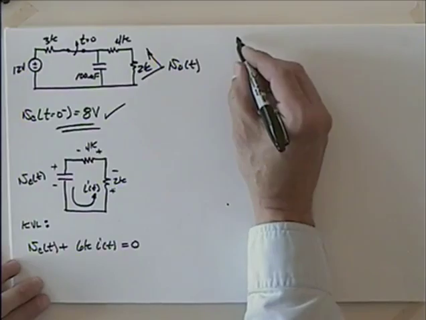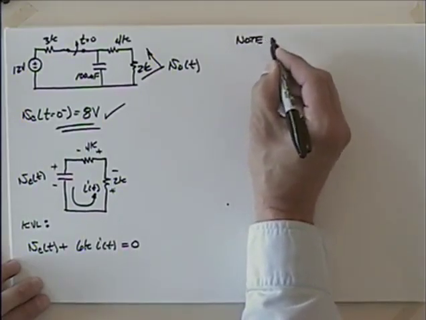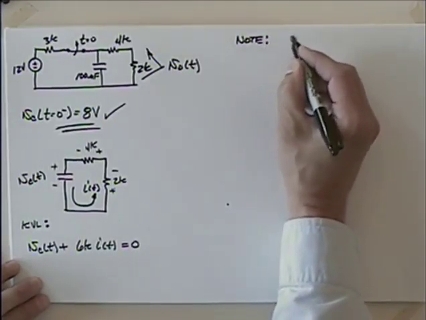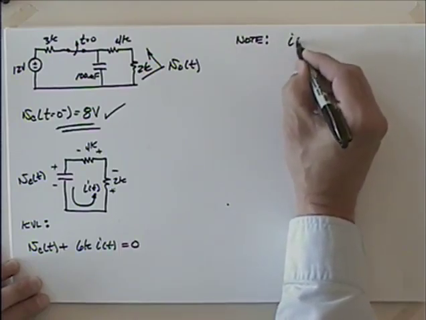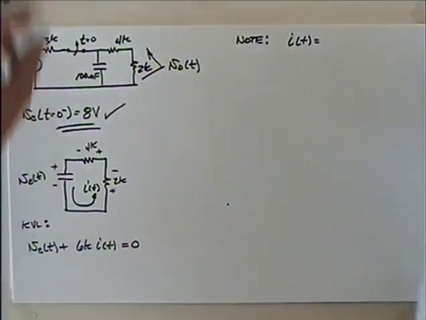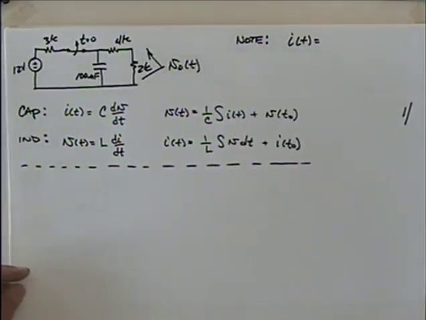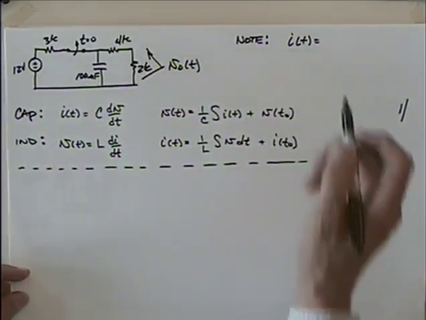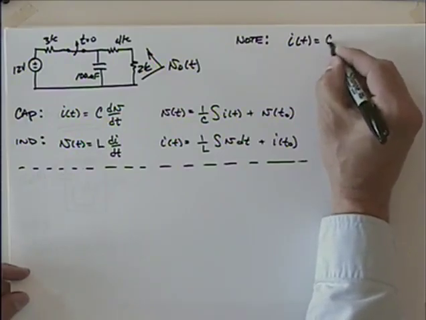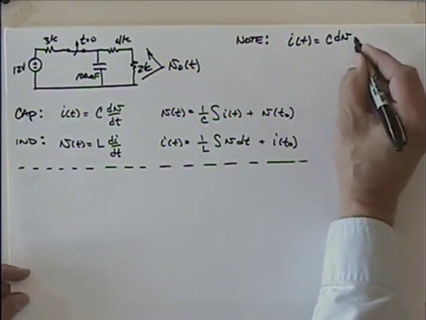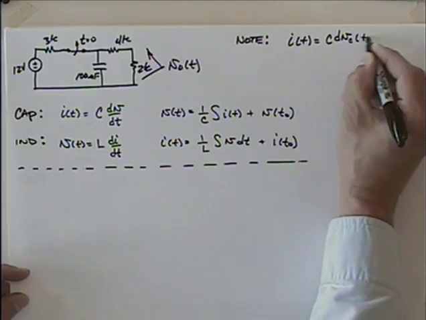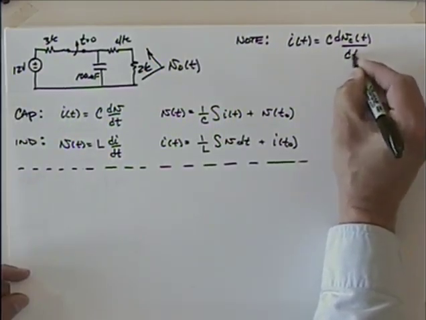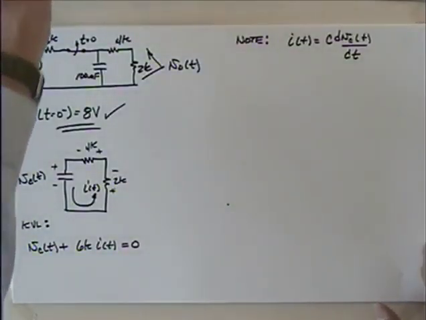So I'll come up here and I'll note that I(t), what's that? We have our cheat sheet. Going back to page number 1 with our cheat sheet, it's C dv/dt, right? So I've got C dVc(t)/dt. Okay.